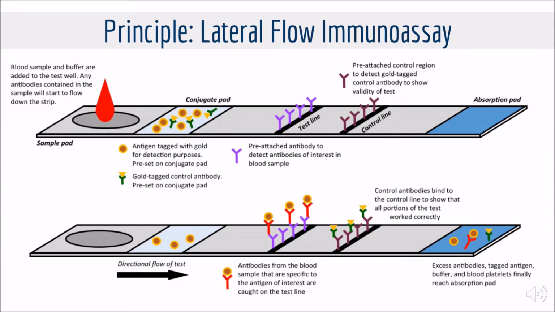At the control line, the control antibodies will bind to the control line to show that all portions of the test worked correctly. Then excess antibodies, tagged antigen, buffer, and blood platelets finally will reach the absorption pad.